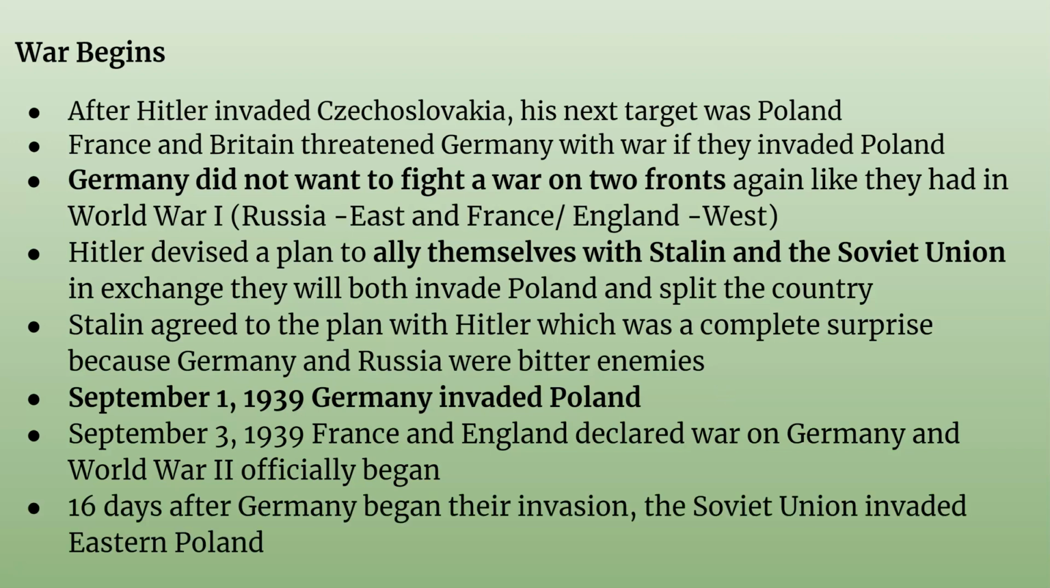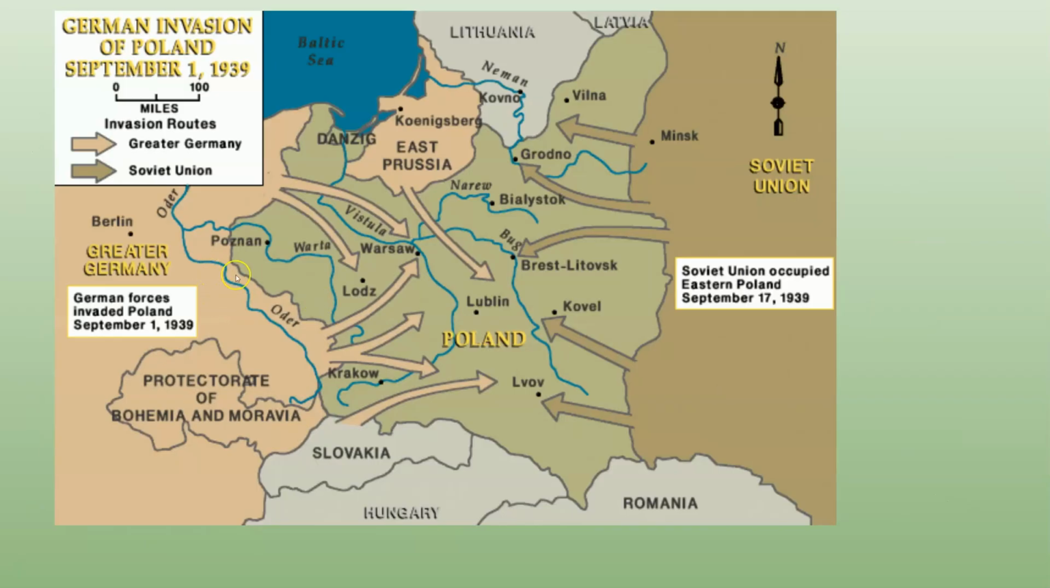16 days after Germany began their invasion, the Soviet Union invaded eastern Poland. So Germany came in from the west, and then the Soviet Union came in from the east, and they were going to split Poland. So poor Poland. They did put up a fight, but it didn't work out that well.